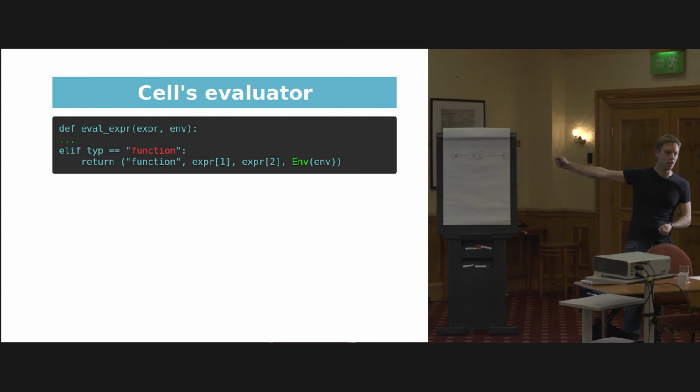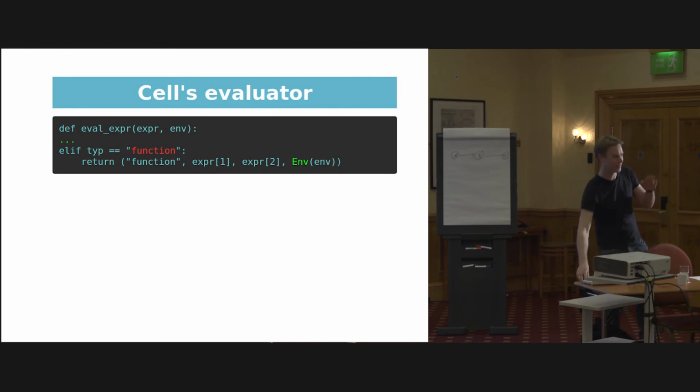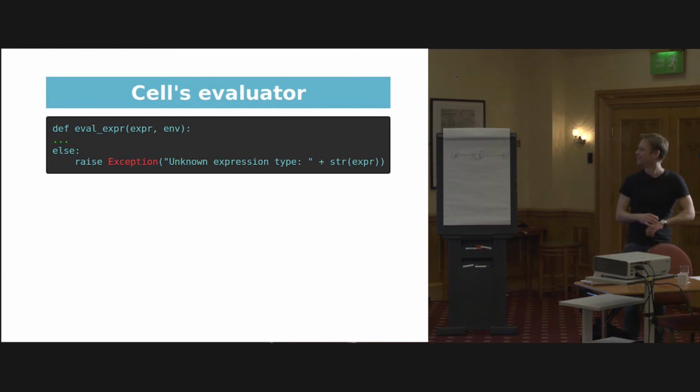And then here we make a new environment based on the environment we're in at that moment, and that is how we carry this environment with us. The number of nodes is going down. And if we didn't know how to evaluate this type of parse tree, which should never happen, we throw.